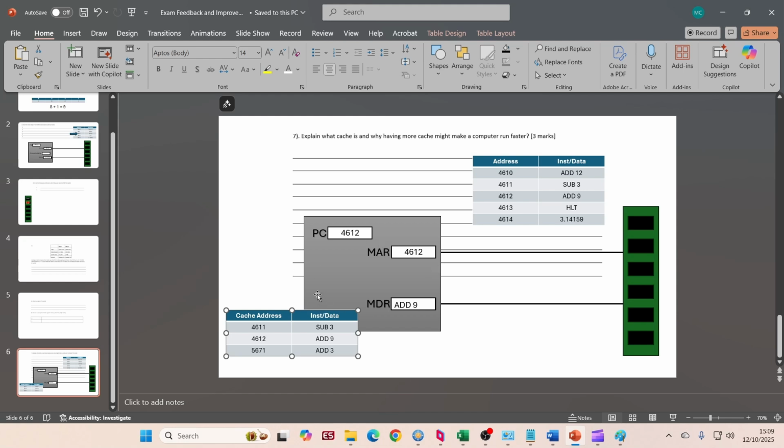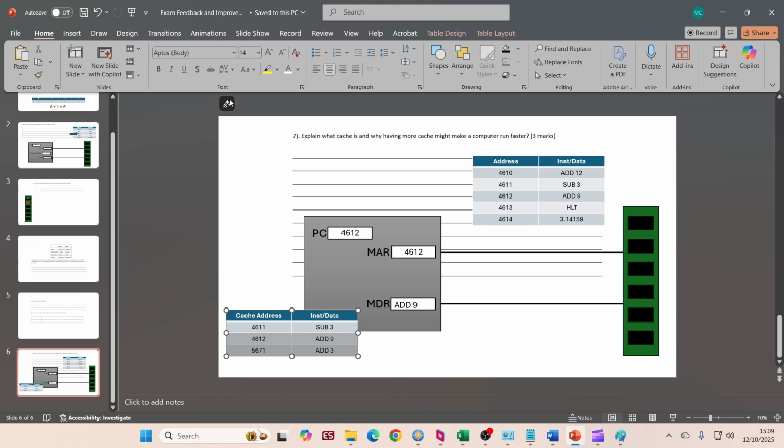It's very fast storage inside the CPU that stores frequently used data or instructions. So the computer can check before it fetches from RAM if the data is in cache and get it from there, which is much faster. Now, why would having more cache be better? Well, more cache just means it's more likely that it's in cache, okay?